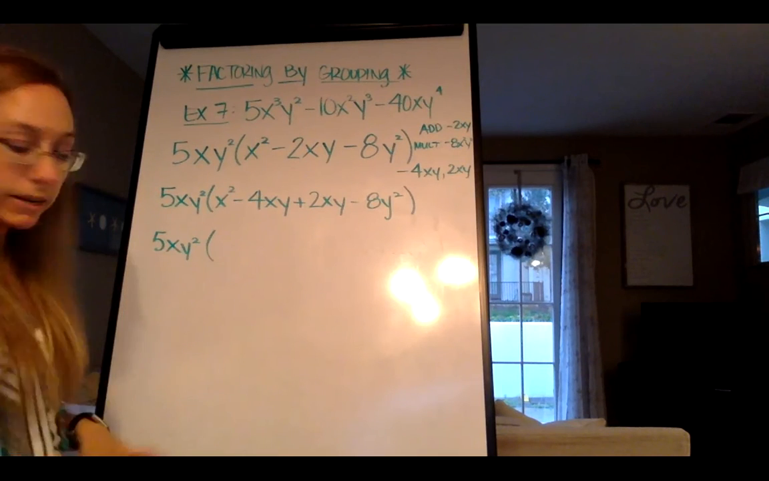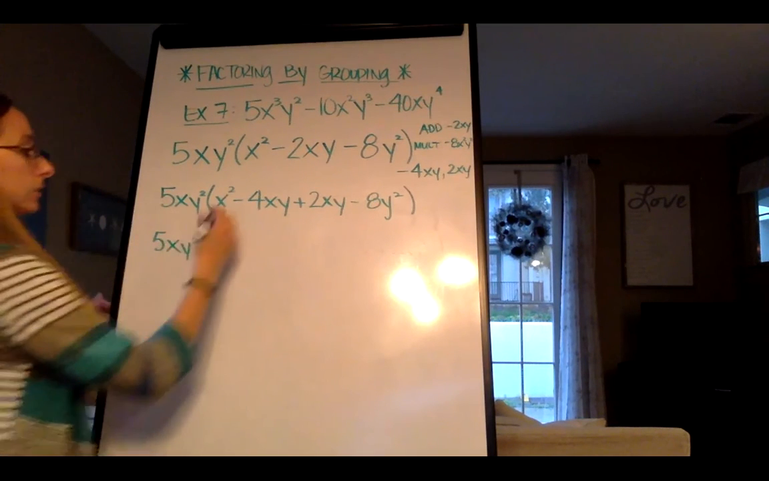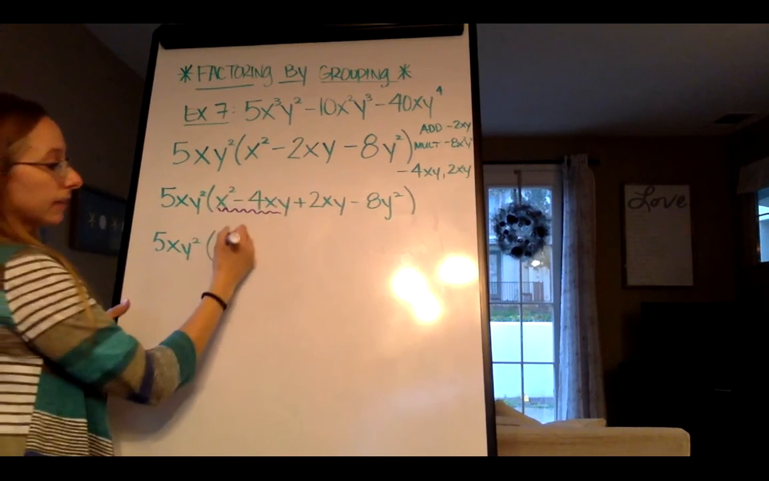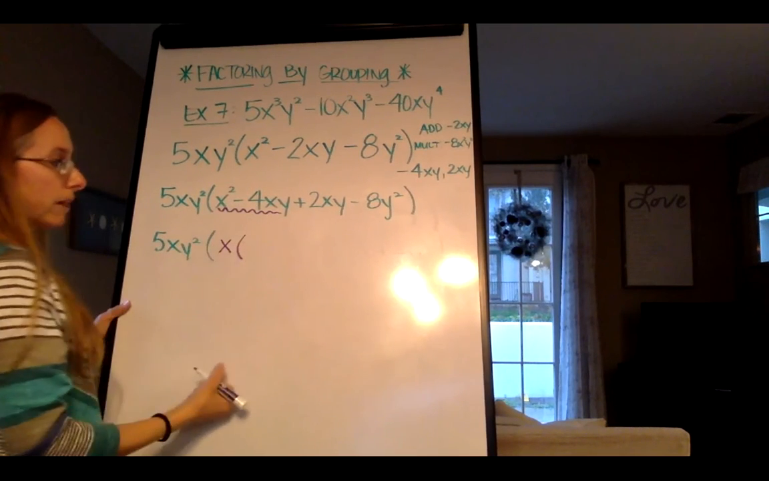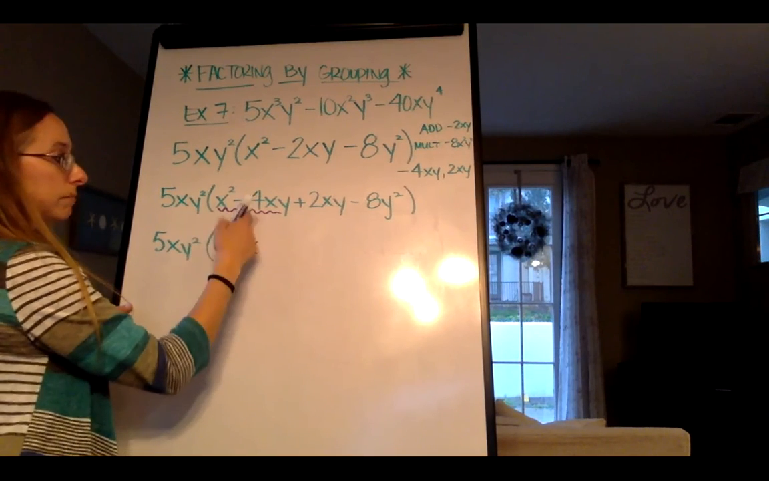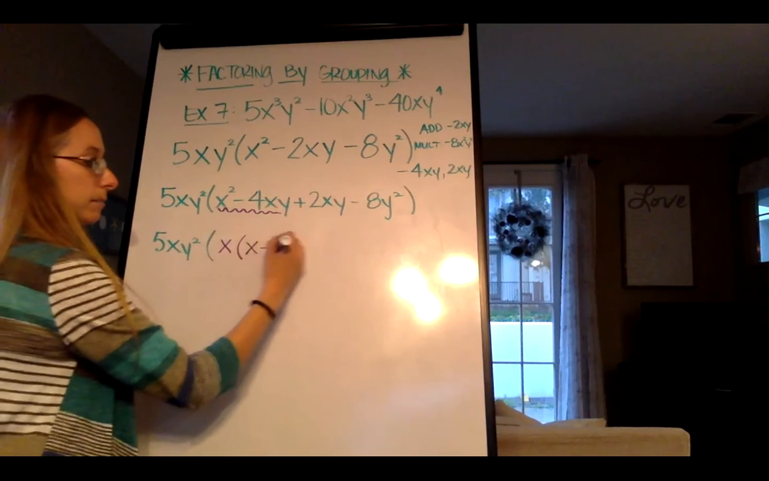So x squared minus 4xy. Let's go ahead and factor by grouping those first two terms. They both have in common an x. So factoring out an x, x squared divided by x is x. Minus 4xy divided by x is minus 4y.